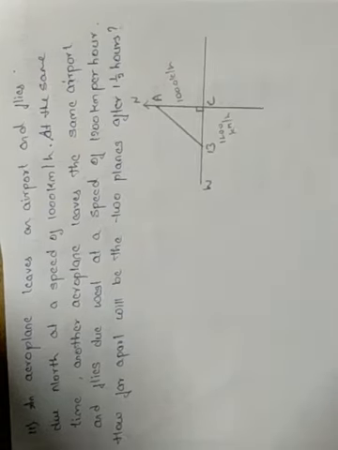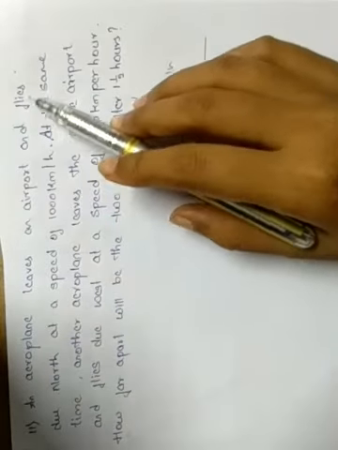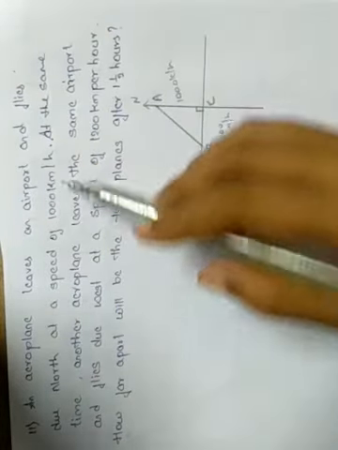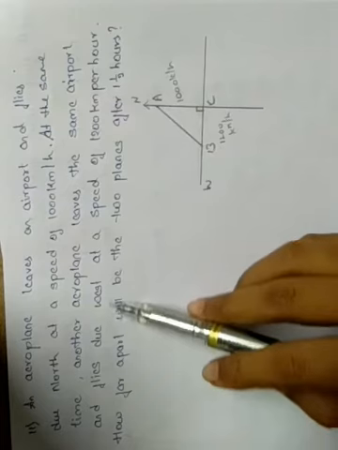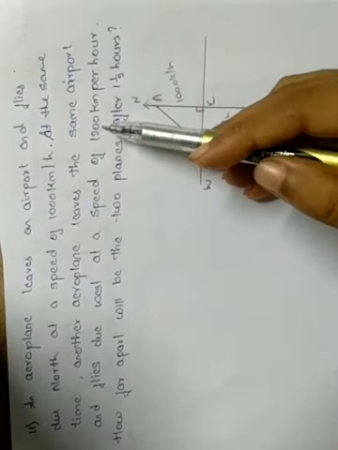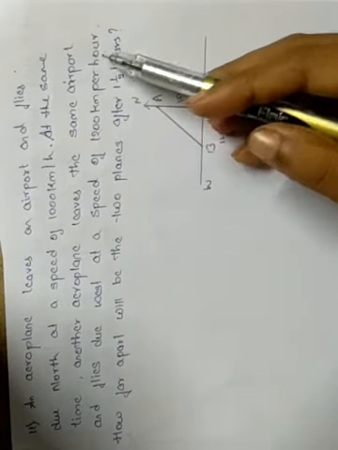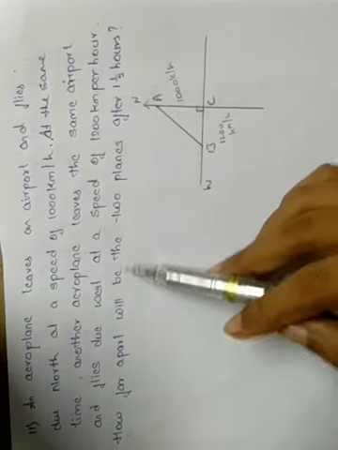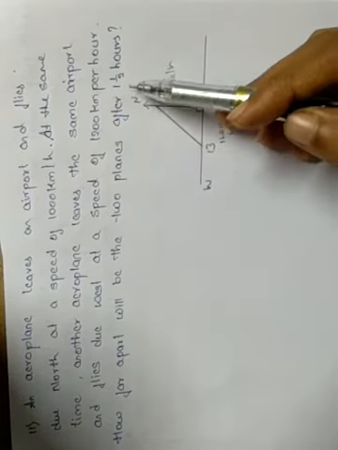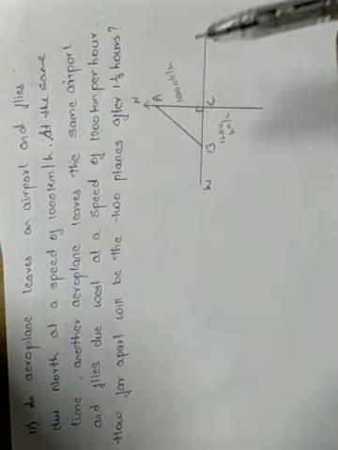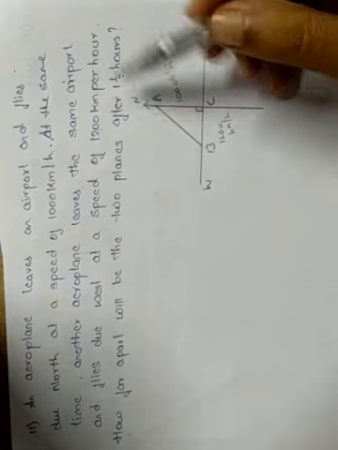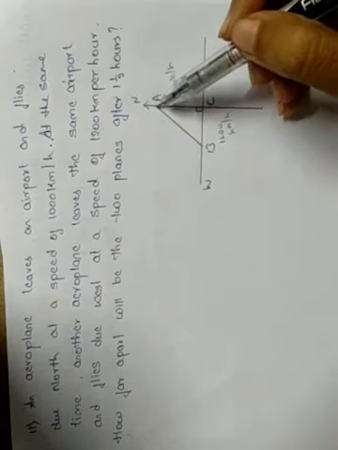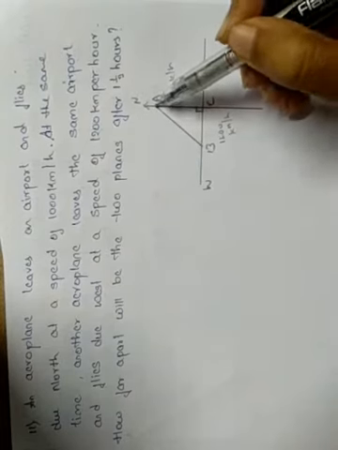11th problem. An aeroplane leaves an airport and flies due north at a speed of 1000 km per hour. At the same time, another aeroplane leaves the same airport and flies due west at a speed of 1200 km per hour. How far apart will the two planes be after 1.5 hours? Here they are asking, after flying 1.5 hours, what is the distance between those two aeroplanes.